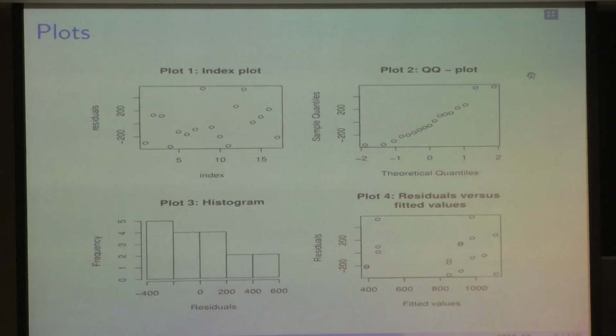Okay, so this is what we get if we do that. We get 4 plots in a 2 by 2 grid because of that par line. And so we get index plot, QQ plot, histogram, and residuals against fitted values.